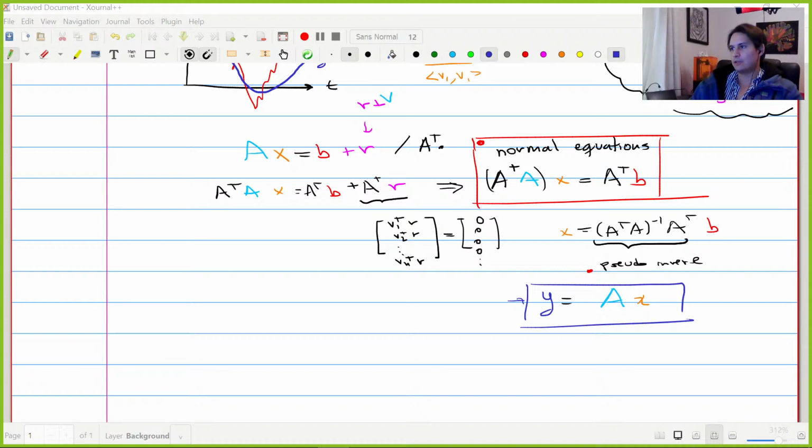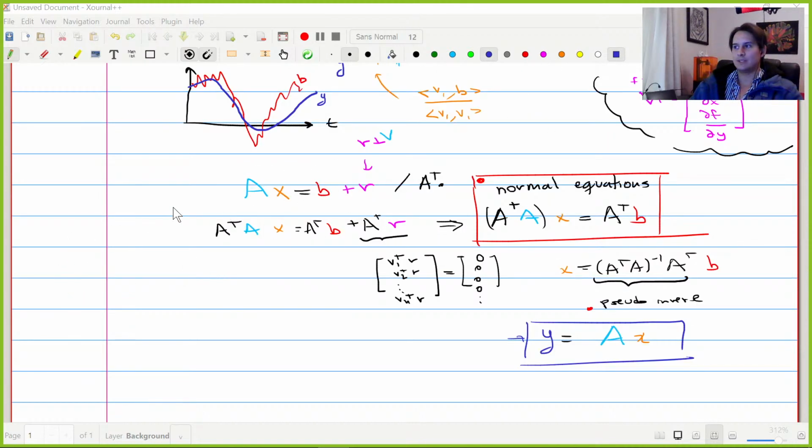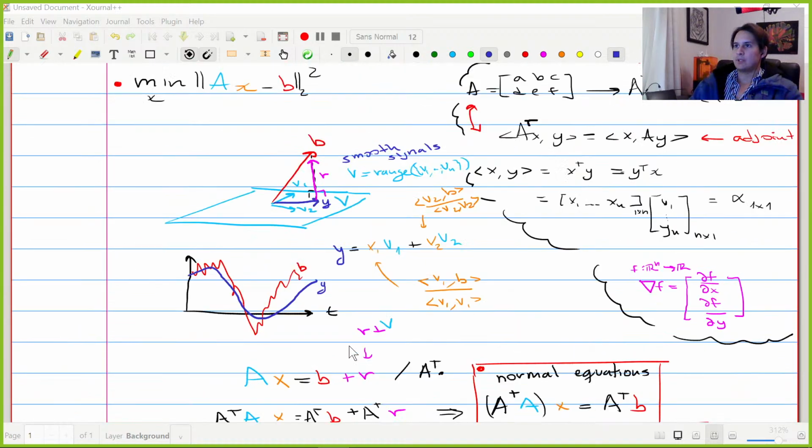Everyone understood this completely? No? Okay. So the orthogonal projection is this vector here that we represented as a linear combination of the basis vectors. This is the vector we are interested in. That is the denoised signal. This is the denoised signal.